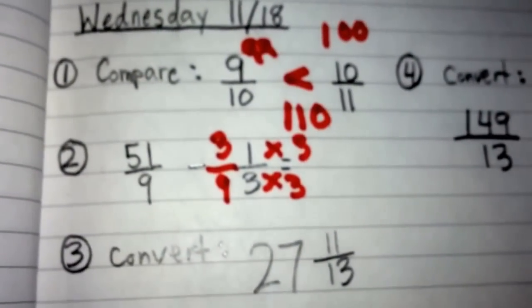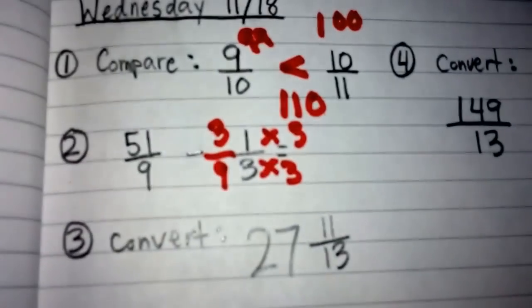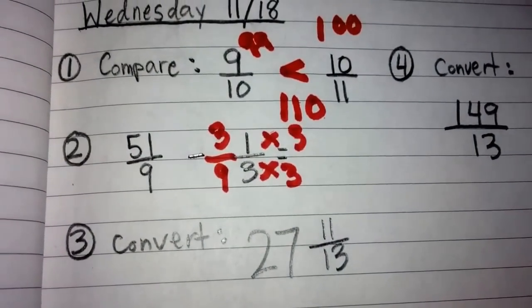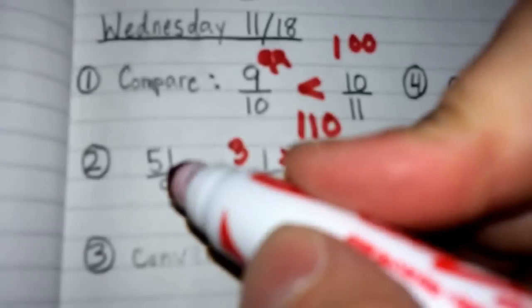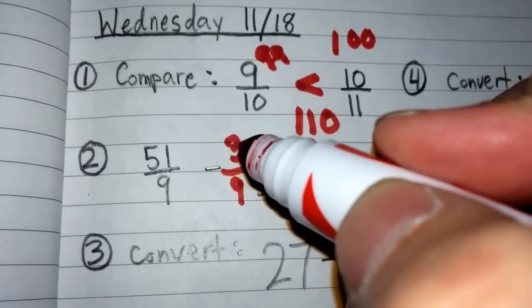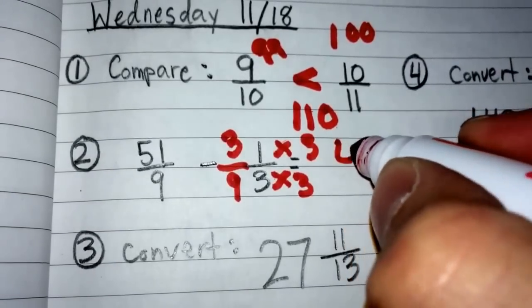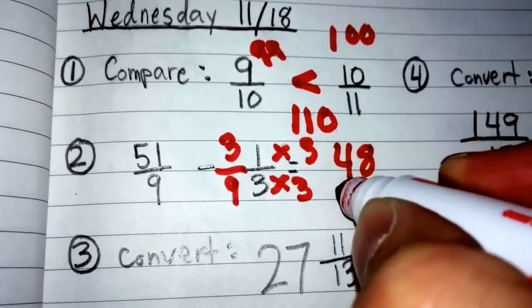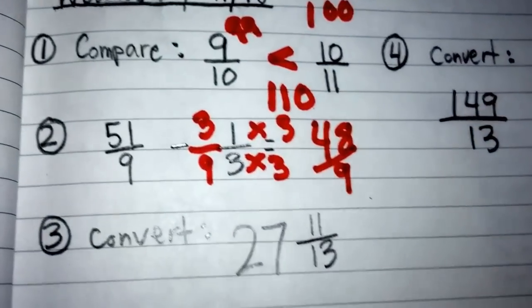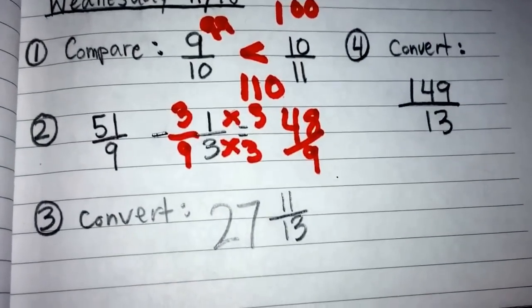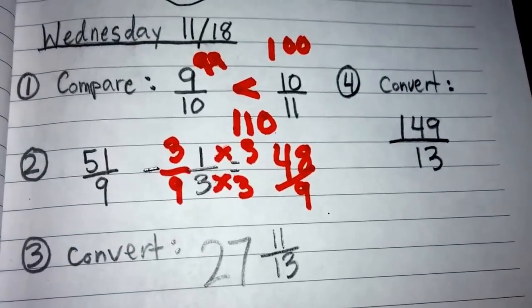So I've got 51/9, excuse me, minus 3/9. 51, 50, 49, 48. That'll give me 48/9. 48/9 is an improper fraction, so I'm going to have to convert that into a mixed number.